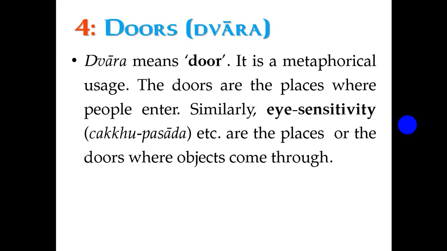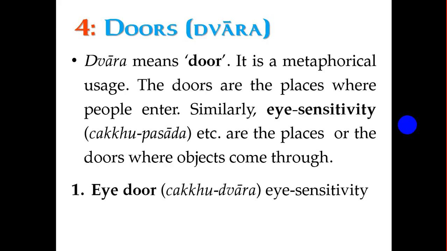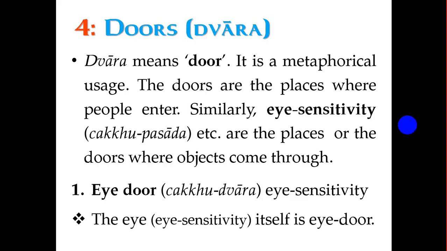Because we have an eye here, and the objects come into our eye. But the objects do not literally come into our eye. It's not the literal meaning, it is just a metaphor, right? As we have an eye door, the object came into our eye, and therefore we know it. So it's just a metaphor. Eye sensitivity, ear, nose, tongue, body and the mind, right? Number one is eye door, eye sensitivity. The eye itself is eye door. Abhidhamma Sangha mentioned that the eye itself is eye door, right?